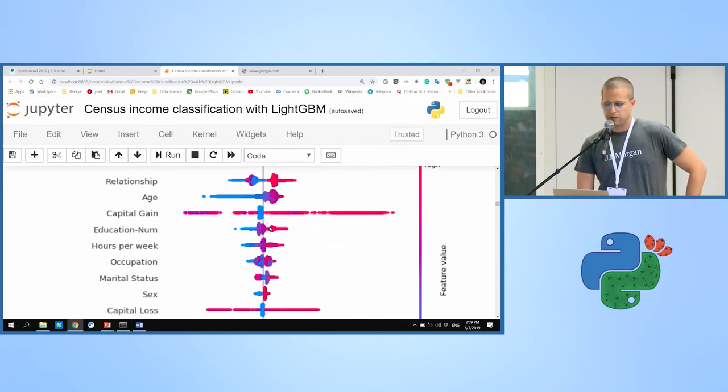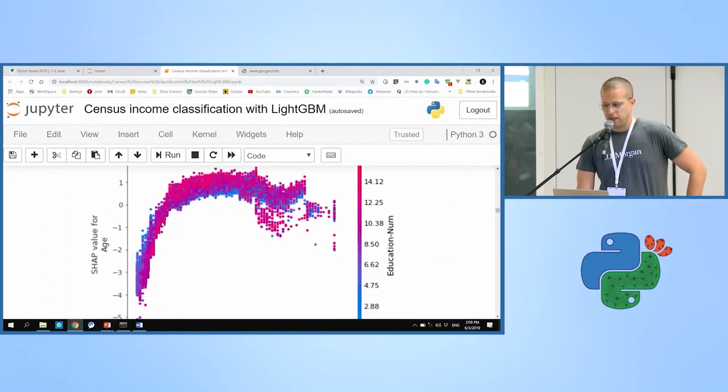And when we compare it to relationship, it turns out to be the most important feature, but it had only a marginal effect over the samples, but it affected almost all the samples. Almost none of them got zero for relationship.